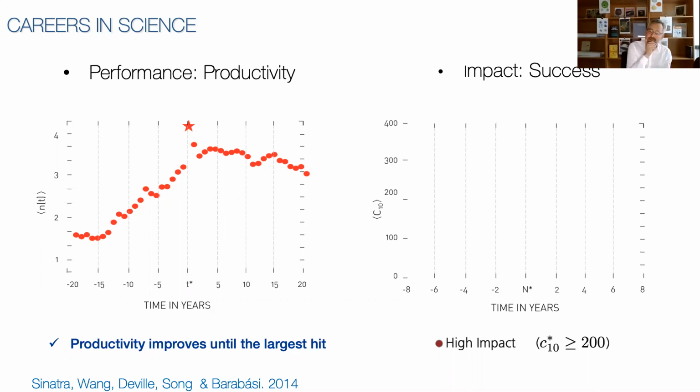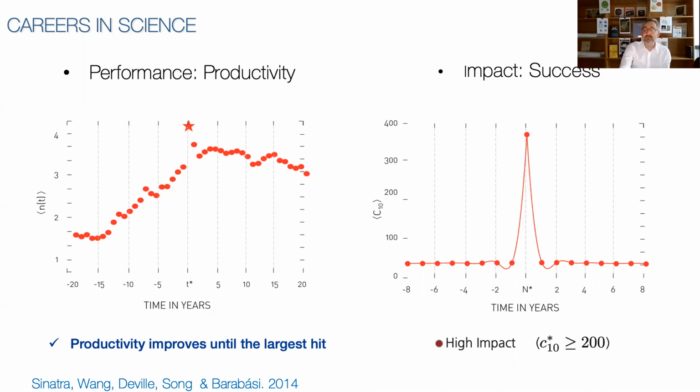But what happens about impact, the success? Do we see actually papers getting higher and higher impact as we're approaching this high impact work? So we did the same curve again, and unfortunately there wasn't much signal. So this is how many citations the papers before the highest impact paper got, and after that. And that was very disappointing, the lack of signal.